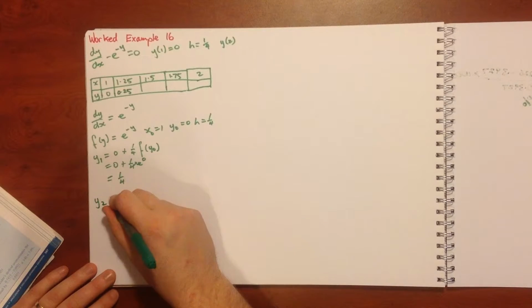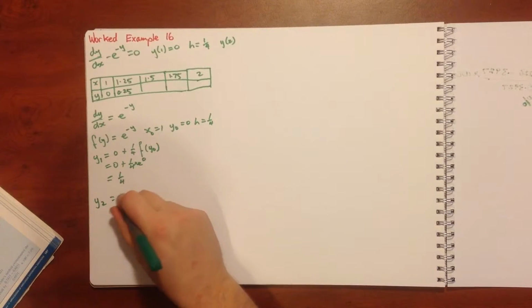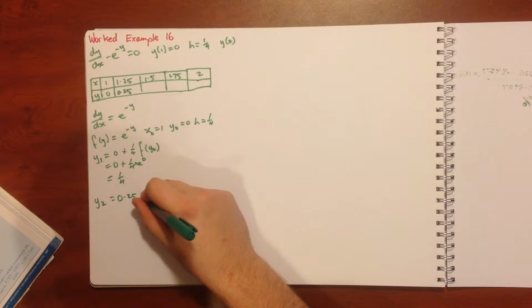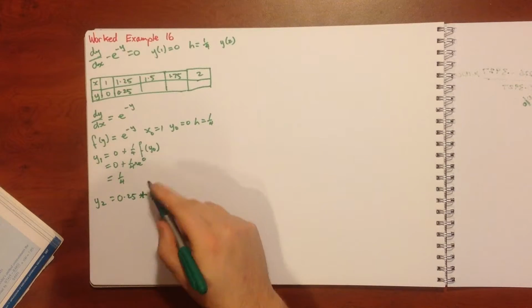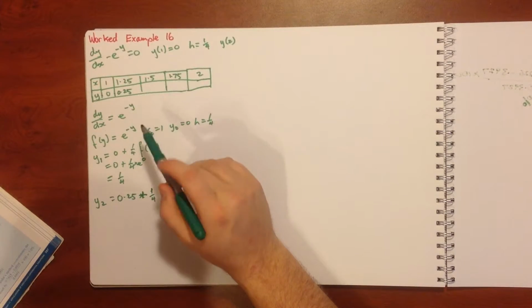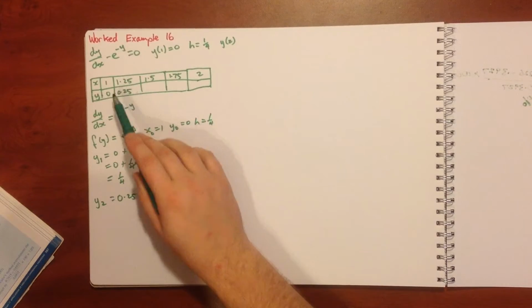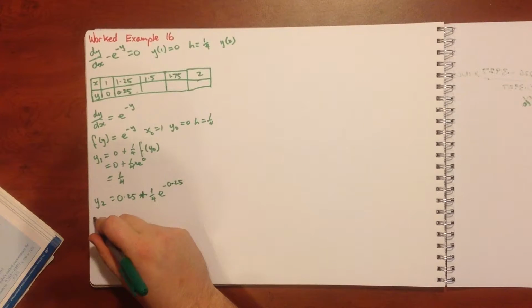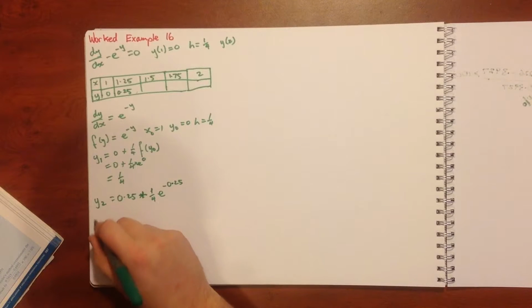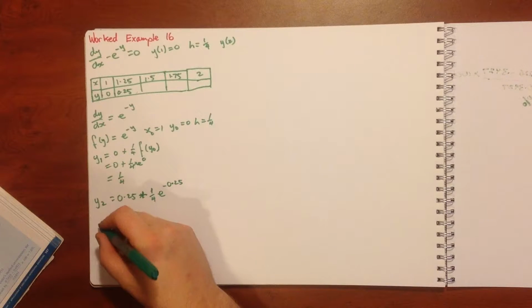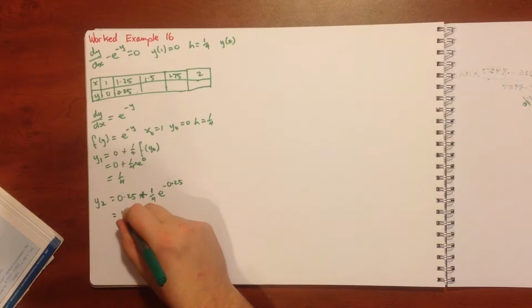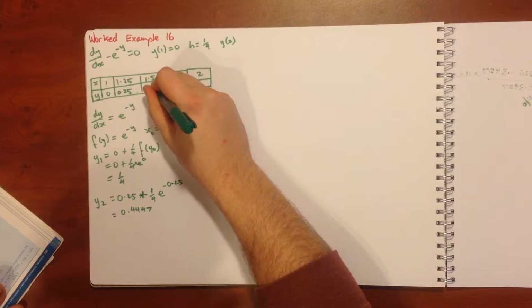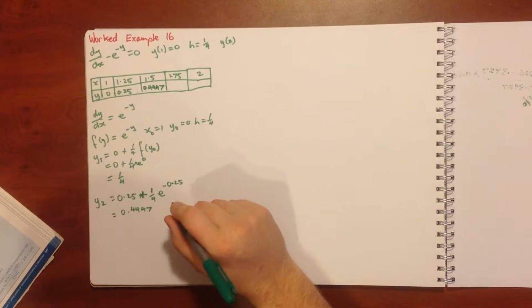When we do y2, we put in this value to start off with, which is our 0.25, plus a quarter times e to the negative 0.25, since we need to put in the y value we just got. Then we get a value there of 0.4447. That's our starting point for our next equation.